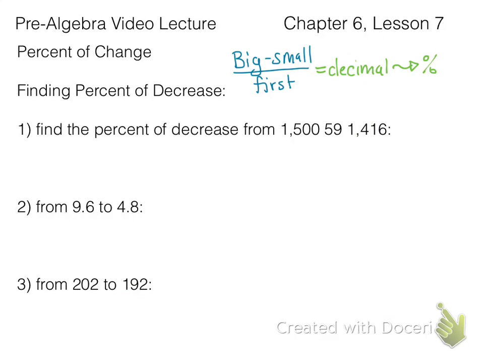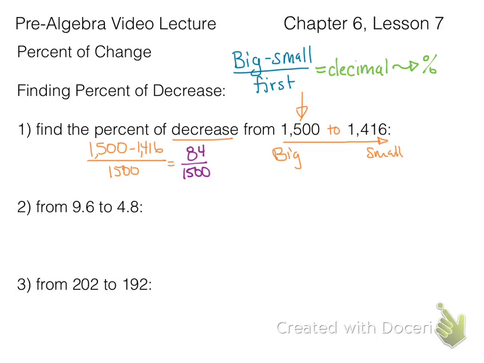All right, decrease. So again, let's fix that. That's supposed to be the word "to." Very good. I kept it on the number setting without realizing. All right, now for decrease, nothing has changed. It's still the same formula, big minus small over first. The only thing is for decreasing, we're going from a bigger number to a smaller number. So it's going to be 1,500 minus 1,416 divided by the original or first number, and it's always the first number mentioned in the problem.